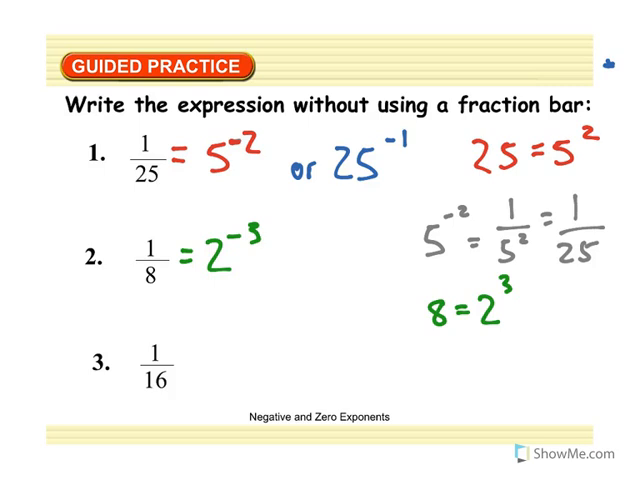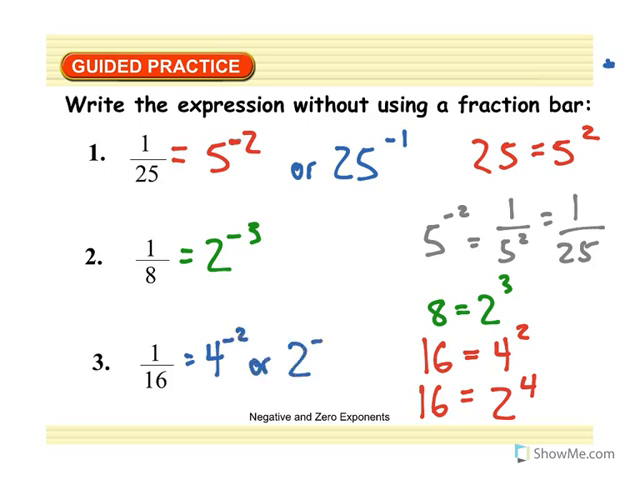Now, 1/16 we can do in a few different ways, because I know a few things about 16. I know that 16 is equal to 4 squared, but I also know that 16 is equal to 2 to the 4th. Well, that means I can write 1/16 as 4 to the negative 2nd, or I can also write it as 2 to the negative 4th. Right? 4 to the negative 2nd is 1 divided by 4 to the 2nd, which is 1/16. 2 to the negative 4th is 1 divided by 2 to the 4th, which is also 1/16.